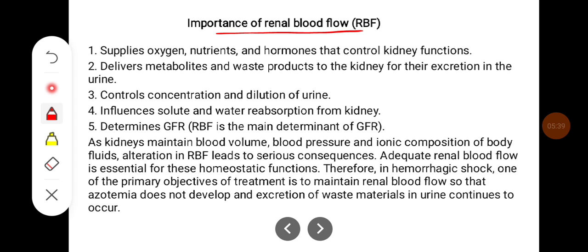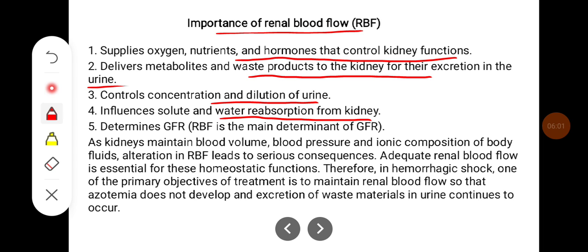Importance of renal blood flow. It supplies oxygen, nutrients, and hormones that control kidney functions, and delivers metabolites and waste products to the kidney for their excretion in the urine. It controls concentration and dilution of the urine. It influences solute and water absorption from the kidney. It determines the GFR, that is, the renal blood flow is the main determinant of glomerular filtration rate.